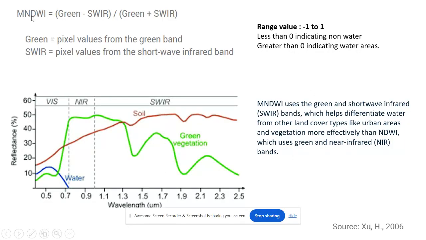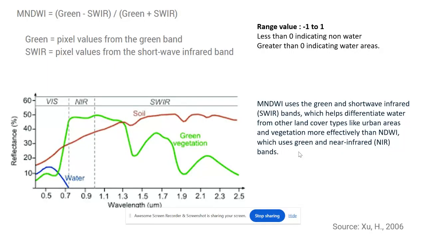In NDWI, we use the formula green minus NIR, but in modified NDWI, we use green minus SWIR. There are many studies showing that MNDWI is more effective than NDWI at differentiating water from other land cover like urban areas and vegetation.